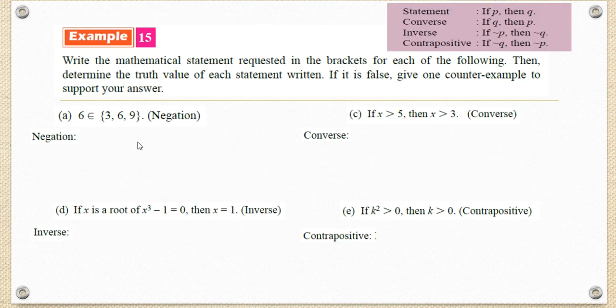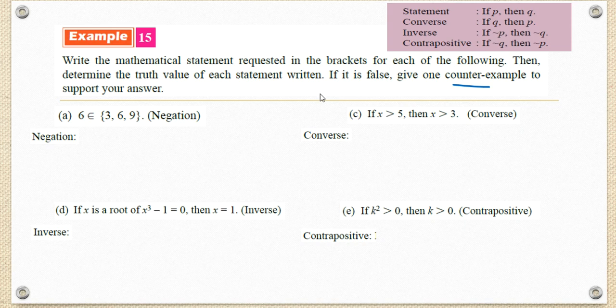Okay. So here, we go to example 15. They ask you to write the mathematical statement requested in this bracket. They want you to do negation here, then determine the truth value of each statement written. Or if it is false, give one counter example to support your answer. You have to change it first, then you will have to identify whether it's true or false. Then you give one counter example if it is false.